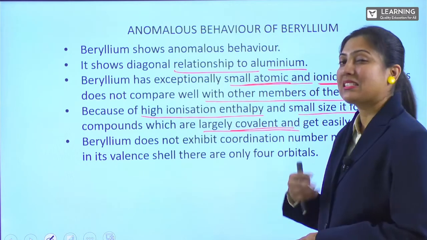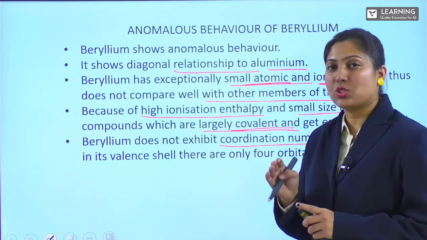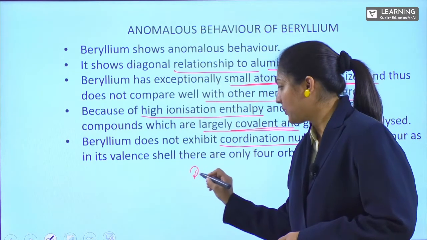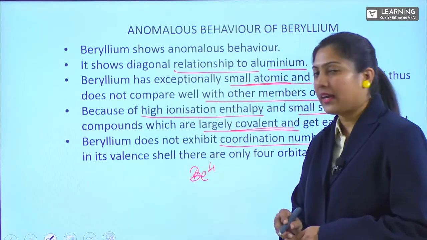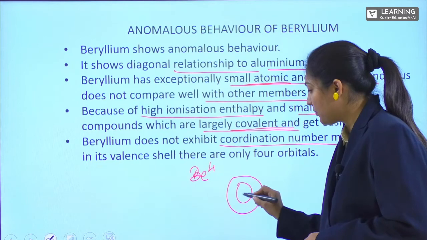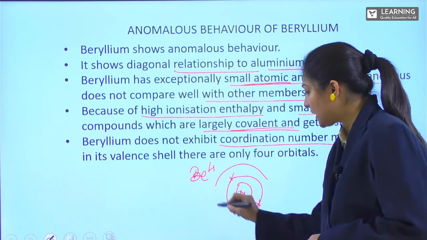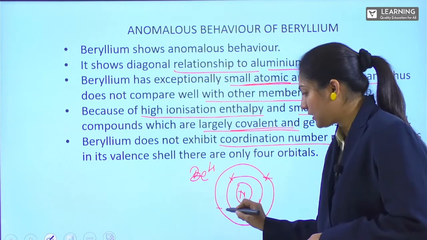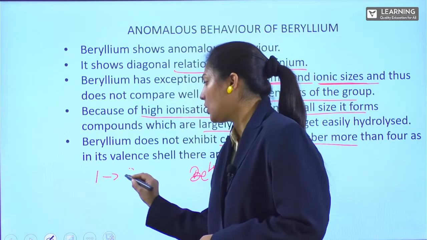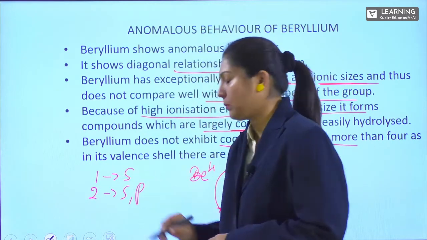It doesn't exhibit a coordination number of more than 4, as its valence shell does not contain d orbitals. I'll just tell you, as we know beryllium has 4 as its atomic number. So if I take 4 as the atomic number, what happens? If this is the nucleus, the first shell will have 2 electrons and the second shell will have 2 electrons. Right. So how many shells are there? The first shell will have only an s orbital. The second shell will have s and only p orbitals.